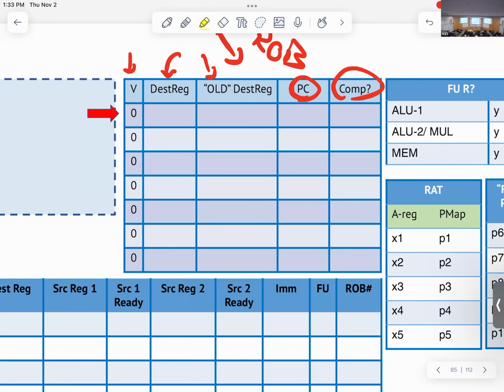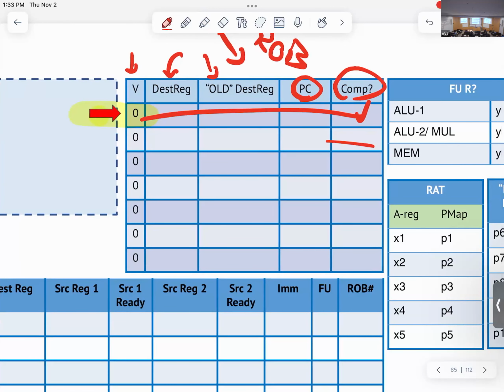Another important thing that I have in my ROB is the head of the ROB, which is here. It points to the top of my ROB. So whenever this instruction is completed, I'm free to retire it. But if any of the other instructions are completed, I cannot retire them until I retire this instruction, okay? So this is the story with my ROB.